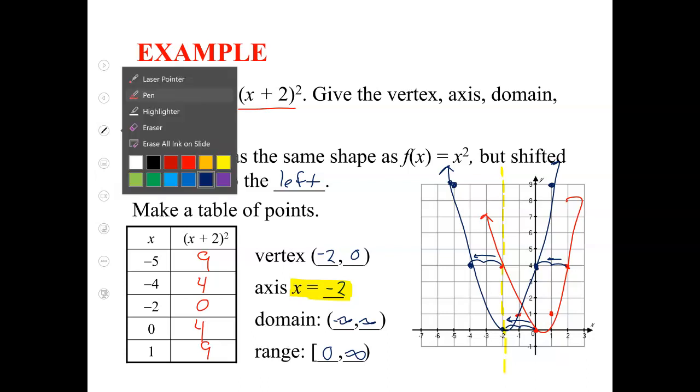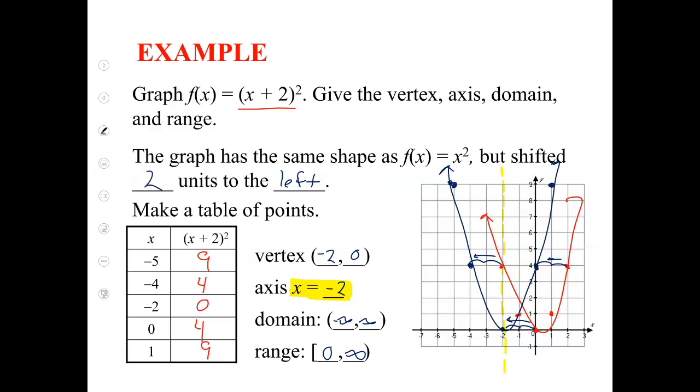I want to highlight something else here. So when we had the plus k, that gave me the y value. The minus h, do a sign switch, gives you the x value. Okay? So notice that comparison. There's a reason we call it vertex form. It gives us information about the vertex.